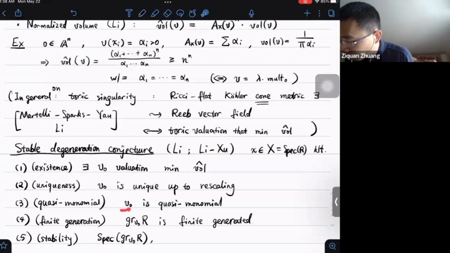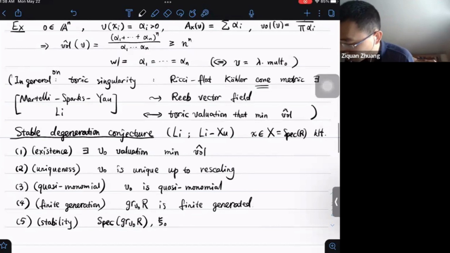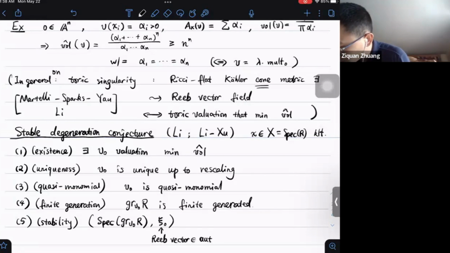And if you use the weights that define this quasi-monomial valuation, you can also write down the so-called Reeb vector field. I'm not going to say much about what that really means in this context. Again, imagine it's some element in the Lie algebra of some automorphism group. So you can write down some Reeb vector inside some Lie algebra. And then the statement is that when you put this together, this is a K-semistable Fano cone singularity.